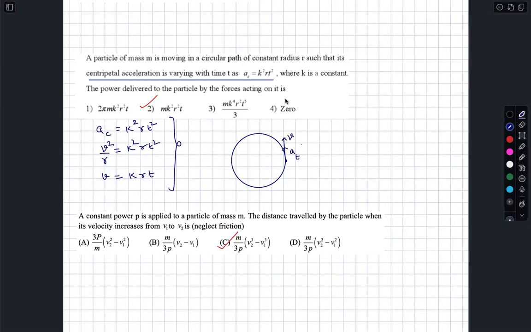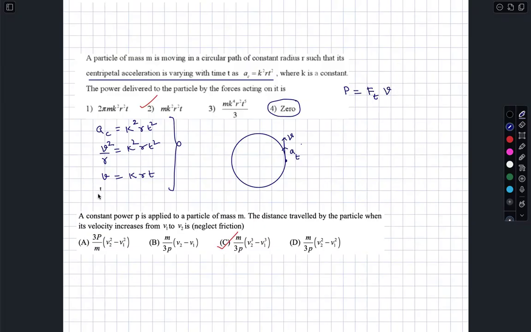A lot of people fall for zero. When is zero correct? If speed is not changing, zero is correct, but speed is changing here. So therefore, what is power in this case? Power is tangential force times v.